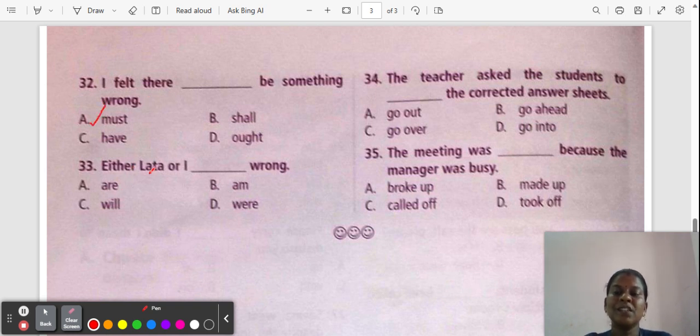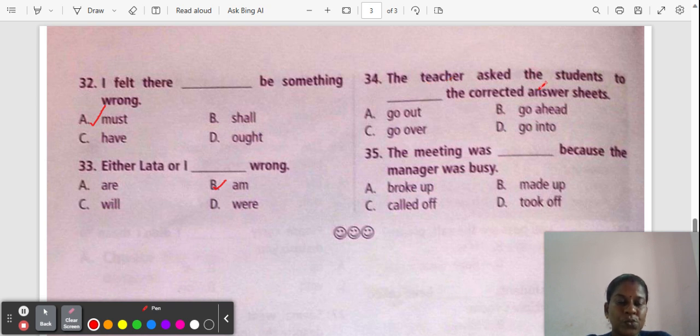Then question number 33. Either Lada or I dash wrong. With Lada and I, we would give plural, but I is the singular first person. Here we have to select am. Either Lada or I am wrong. Option A, are. Option B, am. Option C, will. Option D, where. Am is the correct answer. Option B.